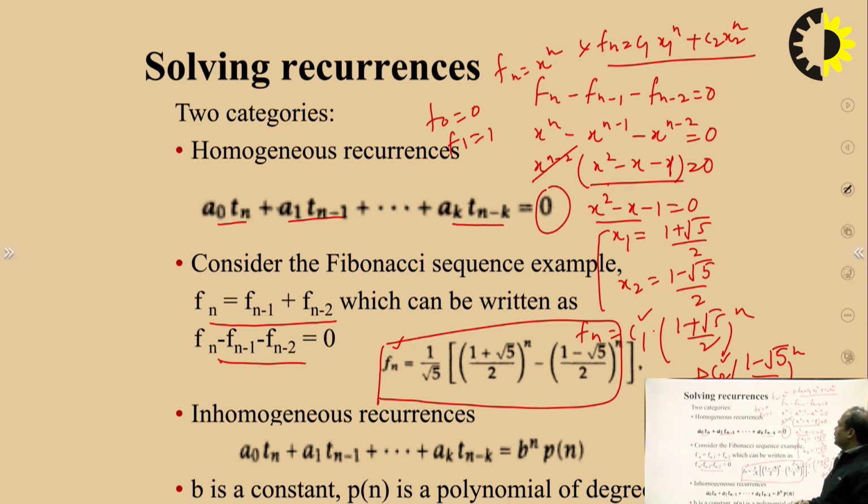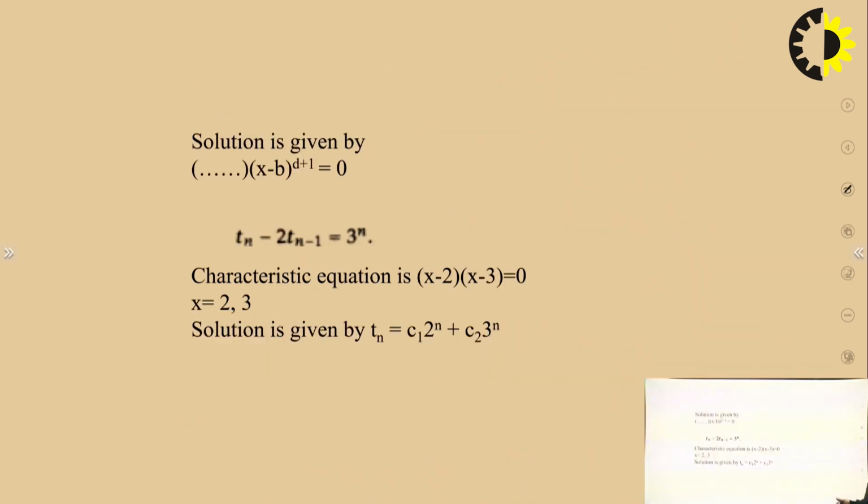Another recurrence relation is the inhomogeneous recurrence, where the right-hand side is not equal to 0. And when the right-hand side is of the form b^n P(n), where b is a constant and P(n) is a polynomial of degree d, this kind of recurrence can also be solved by this method. We solve the left-hand side as it is, and the right-hand side is b to the power n P(n), right? So what will happen?